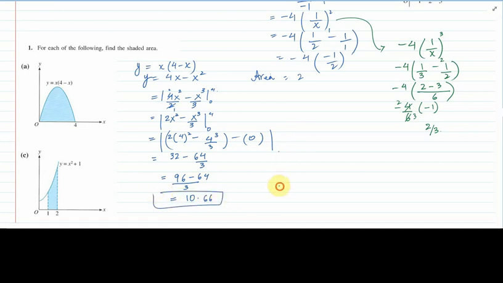Alright, so the answer is 10.66 for the first part. I hope that it is clear to you. Now for the next part, that is part C, the equation we have is y is equal to x square plus 1. You need to find the area of the shaded region, and you must observe that the starting point is not 0 now. The starting range is 1. So lower limit is 1 and upper limit is 2.